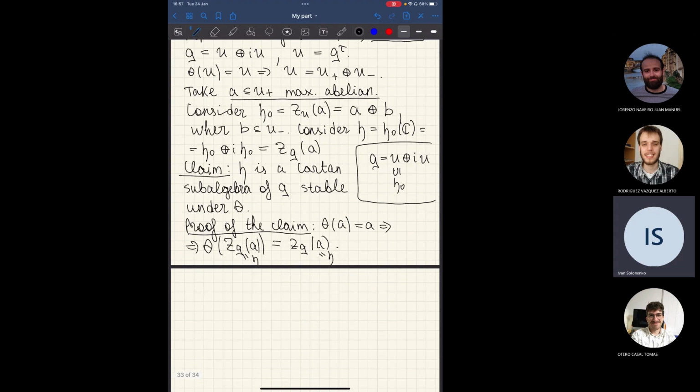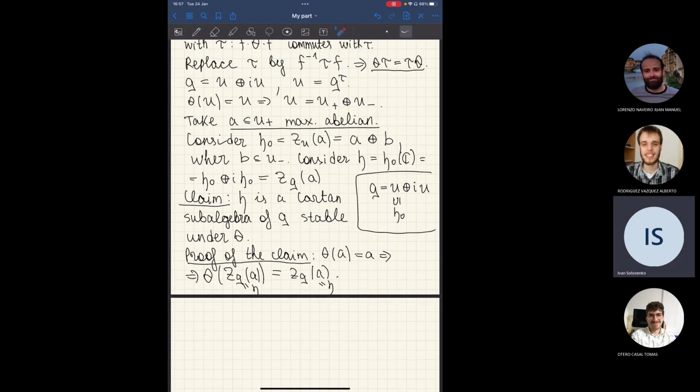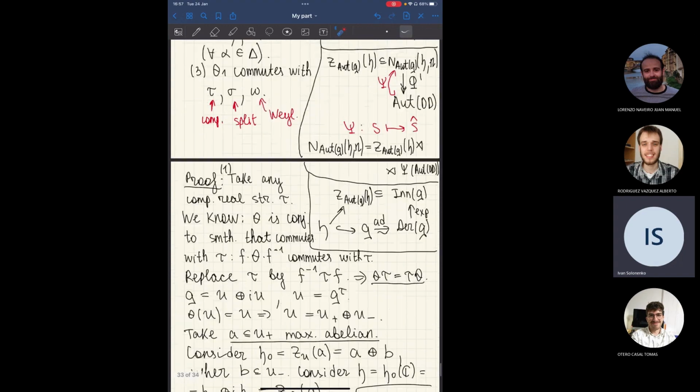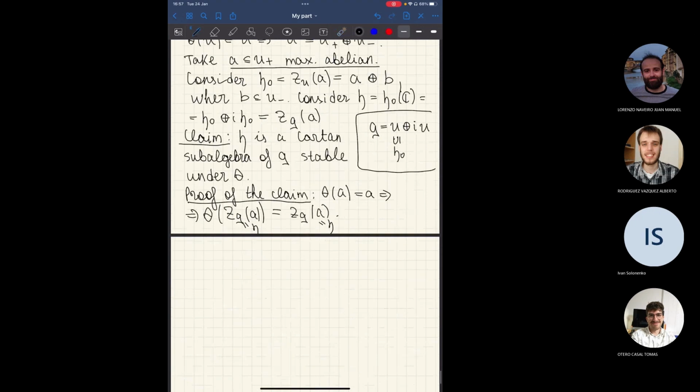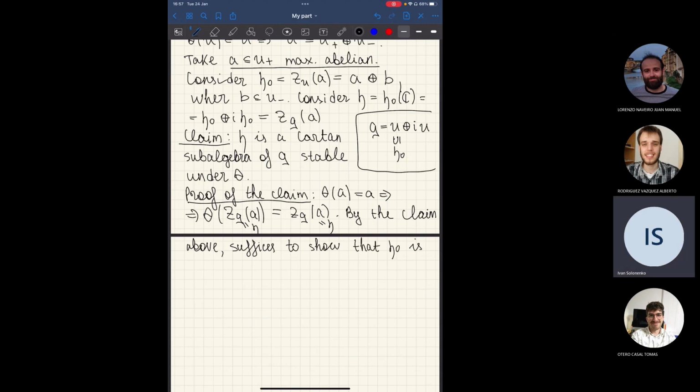We only need to show that this is a Cartan subalgebra. But now we have this lemma that, suppose we know that H naught is maximal abelian in U. We had this lemma here that in this case, the H, which is the complexification of H naught, will necessarily be a Cartan subalgebra of G. So by the claim above, it suffices to show that H naught is maximal abelian in U.